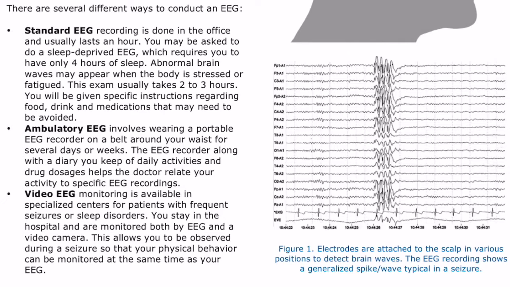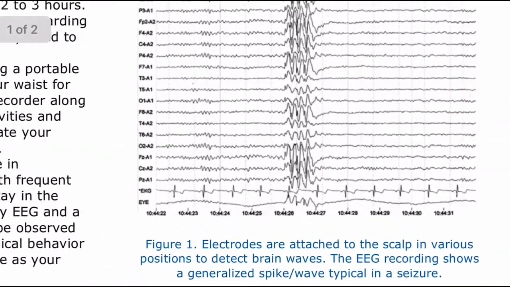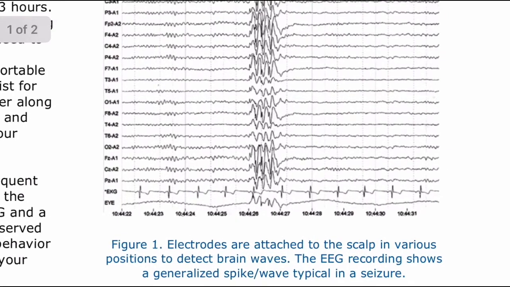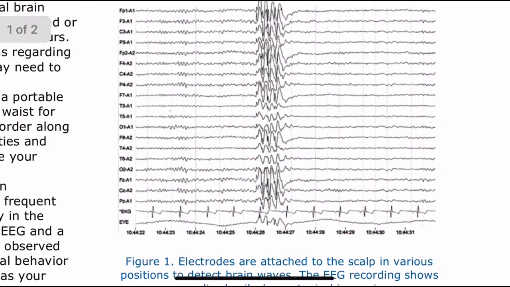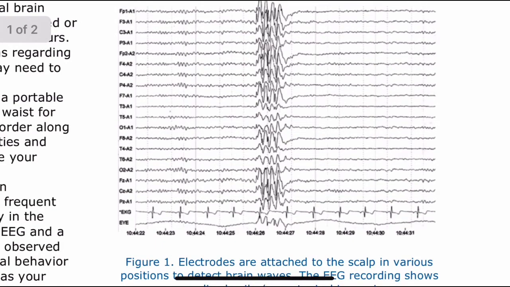And if you're interested in what a seizure looks like on an EEG, here you can see electrodes are attached to the scalp in various positions to detect brain waves. The EEG recording shows a generalized spike and wave typical in a seizure right here in the middle. You guys can see that seizure part.